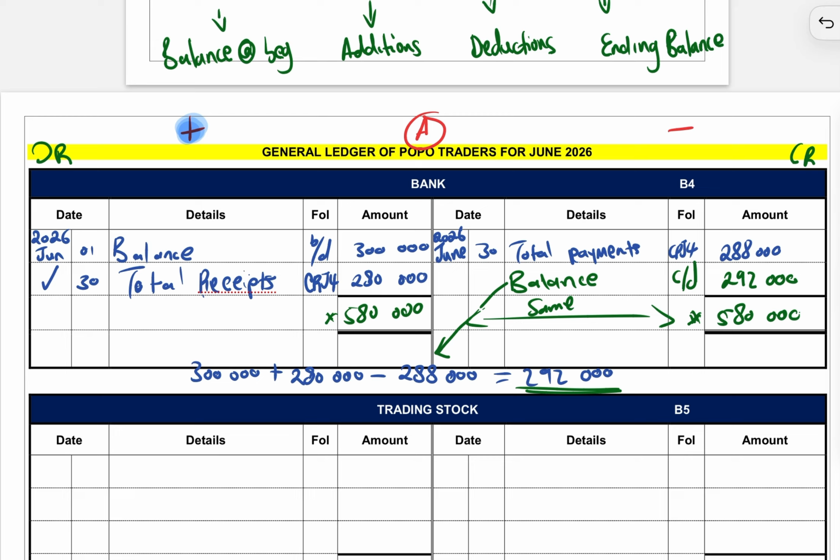Once you are done finding the ending balance, you need to show the opening balance for the next month. So when you open your business in the next month, you will have the same amount you closed with in the previous month. This is also known as the balance brought down. It's like you are repeating the same process over and over again. The year is 2026, but the month has changed. We are now in July 01, and that's how you complete a bank account.